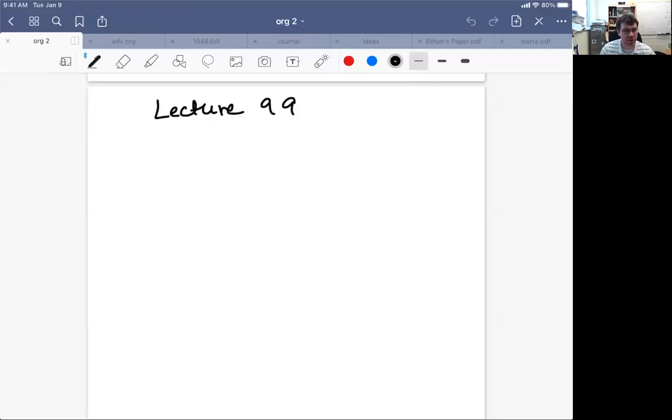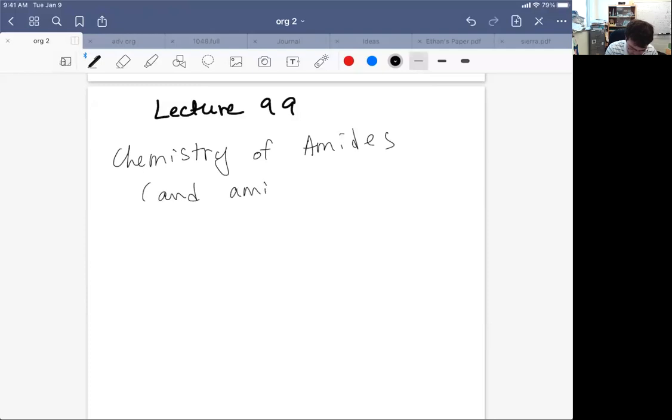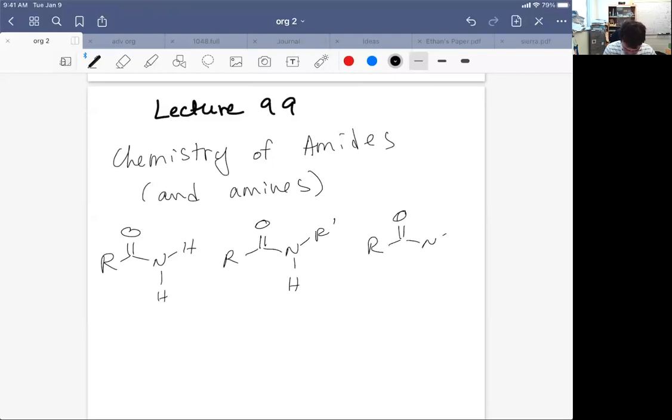Hi, so in this lecture, we're going to talk about amines and amides. I guess I should put this as focusing on amides, but also we'll be talking about amines as well. Okay, so amides have this general structure where we put a nitrogen next to a carbonyl, and we could have two hydrogens attached to the amide. We could have one R group attached to the nitrogen of the amide, or we could have two R groups attached to the nitrogen of the amide, where those R groups can be different or the same, whatever.